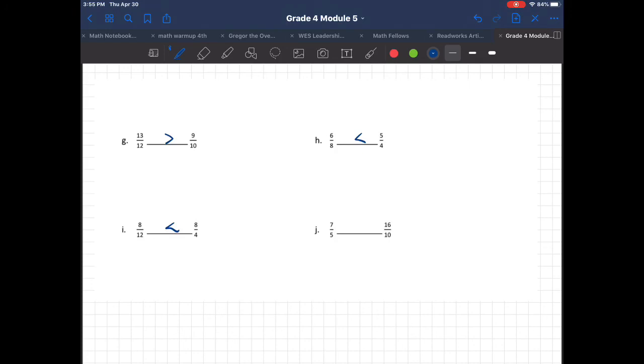And here we've got 7/5 and 16/10. They're both more than 1. This is another one where I'm going to just take that 7/5 and multiply to give an equivalent fraction so that I can just compare tenths. That is 14/10, and I can see that 14/10 is less than 16/10. Okay, there you have it, lesson 13.